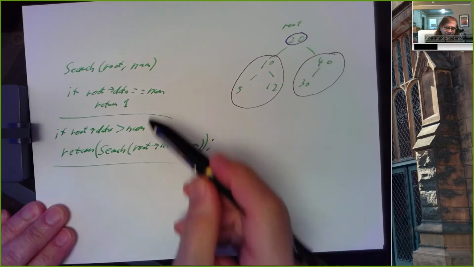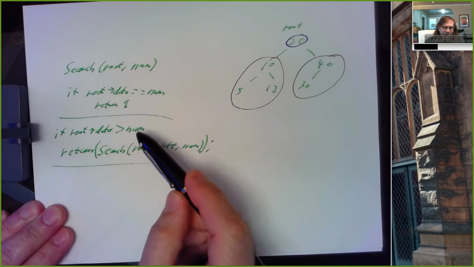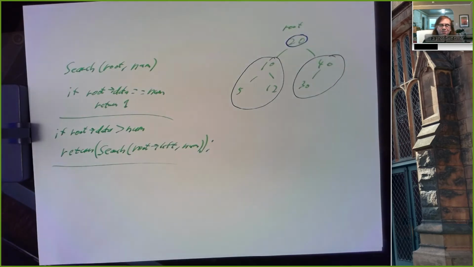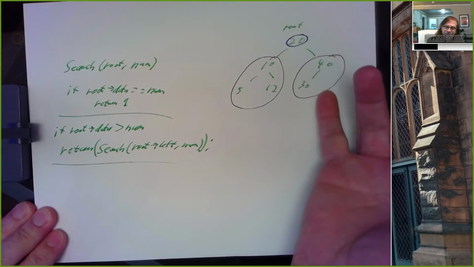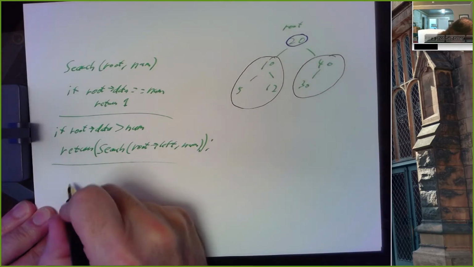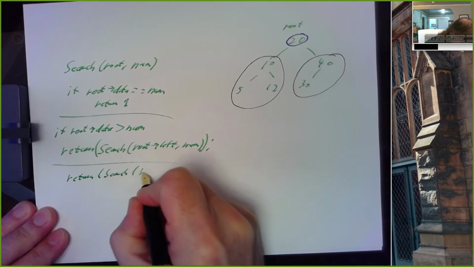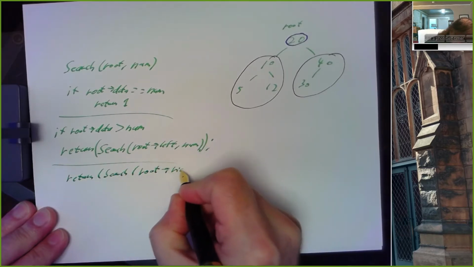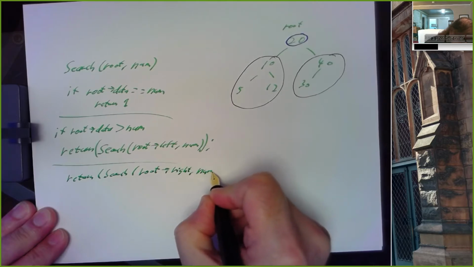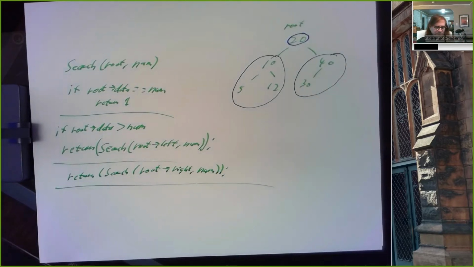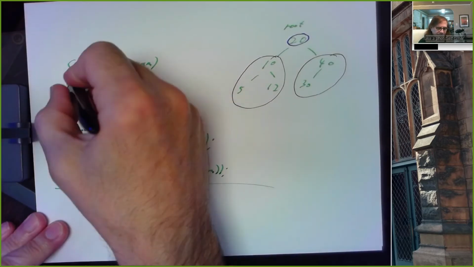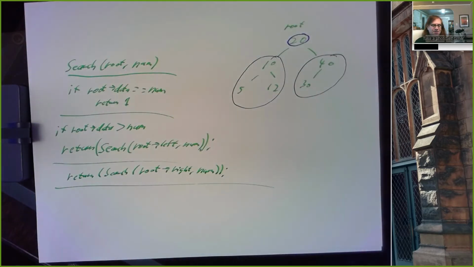Well, if the number I'm looking for is not equal to the root and it's not less than the root, it must be greater than the root, which means if it's in the tree, it's in the right subtree of the root. So now I can just say, let's search the right subtree for our number and return the value of that. And there is your 3-line search function. And that's almost all we need.